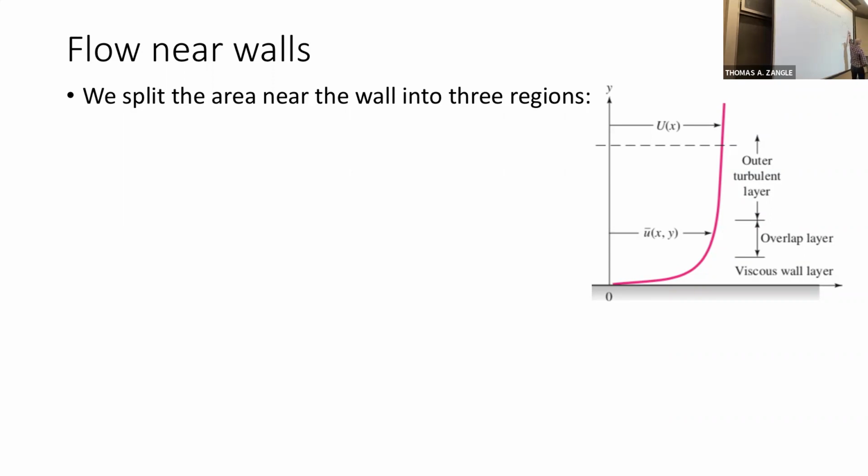We have an outer turbulent layer. This is the area that's further from the wall where we have full-on turbulence, right? Full-on vortices creating other vortices and so on as we get further away from the wall. And then in the middle here, we have what's called the overlap layer, where there are some characteristics of the viscous dominated region and some characteristics of this momentum dominated turbulent region.